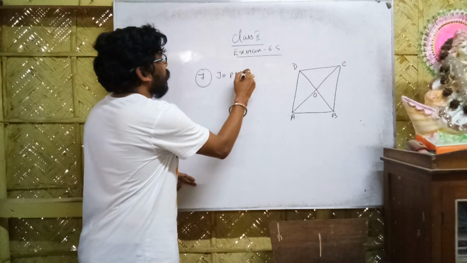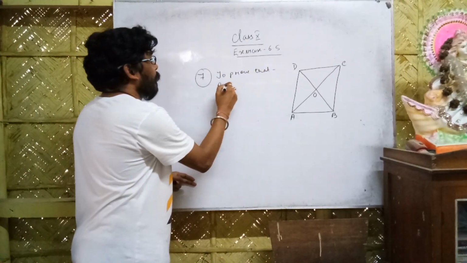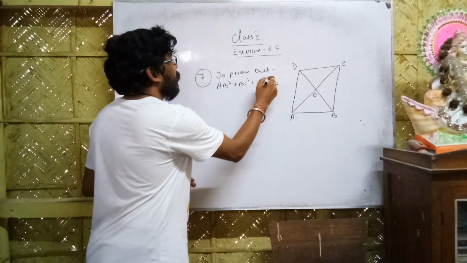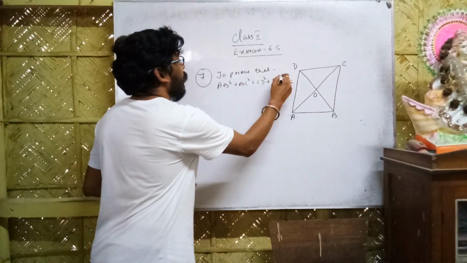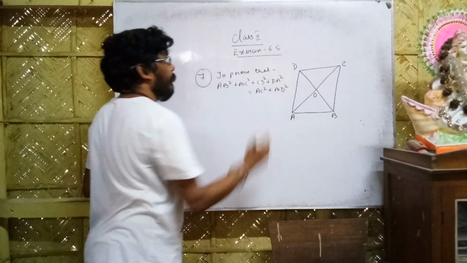To prove that, what will you write? You will write AB square plus BC square plus CD square plus DA square equal to AC square plus BD square. Okay.